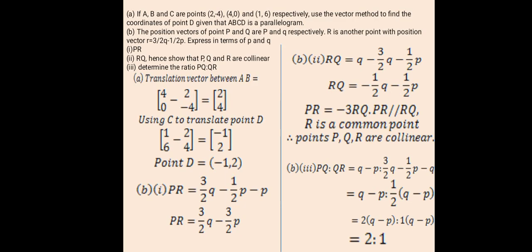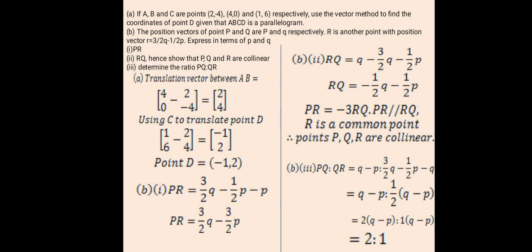If A, B, and C are points (2, negative 4), (4, 0), and (1, 6) respectively, use the vector method to find the coordinates of point D, given that ABCD is a parallelogram.